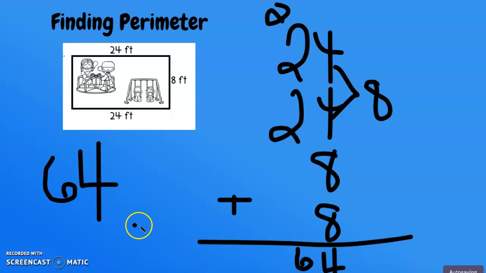So you have two ways to solve this. Make sure every time you are adding your perimeters up that you label them with the correct measurement. So in here we have feet. So 64 feet, and you just plug it into the yellow box.